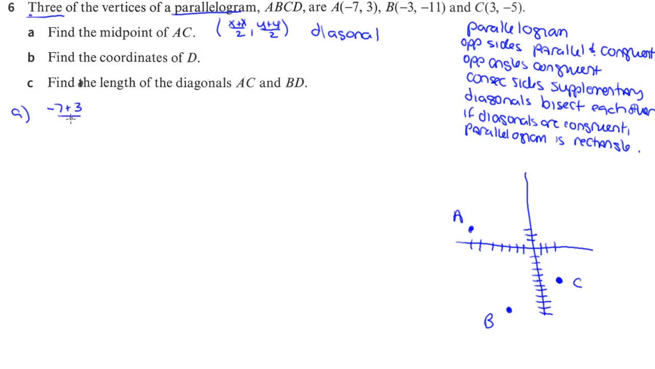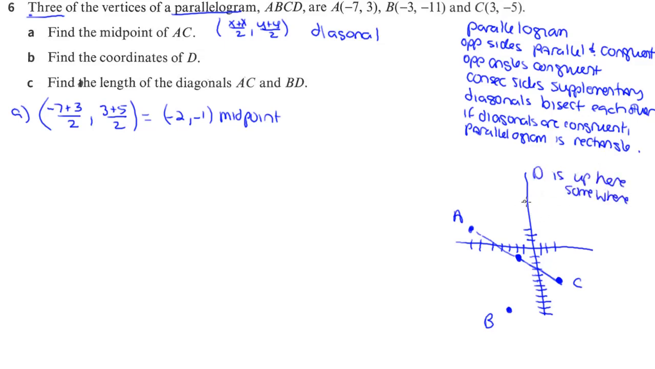Okay, hopefully you did that. What I got is negative 7 plus 3 over 2, and then 3 plus 5 over 2. I'm going to end up with a midpoint of negative 2, negative 1. That's for AC. Now keep in mind, these are diagonals, right? So diagonals bisect each other. So once you find the midpoint of one diagonal, you've found the midpoint of the other diagonal.